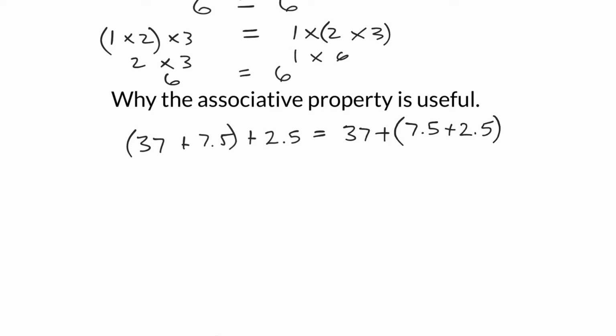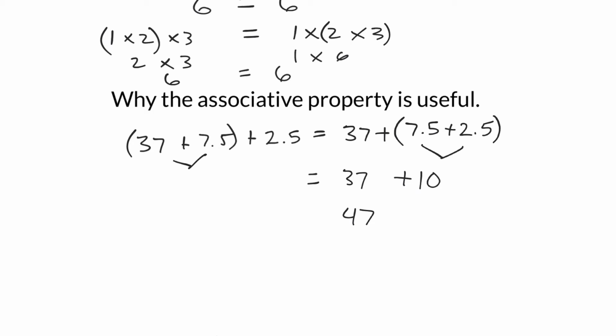So I would add these two together, and that would be what? 10, right? That would be 10. And 10 plus 37 is 47. Now, you would still get the same answer if you did the other one. It just wouldn't be quite as obvious, maybe.